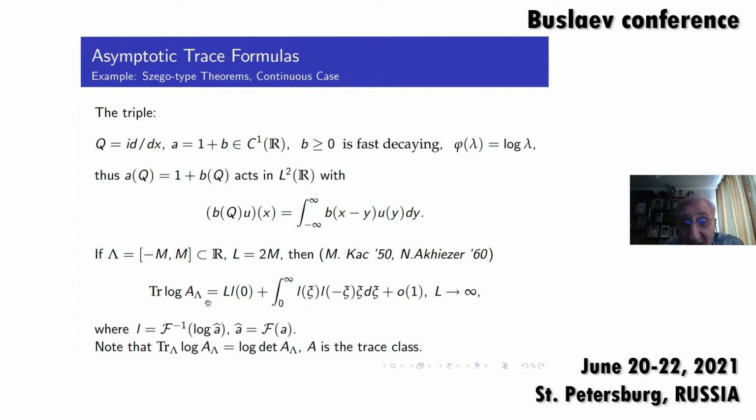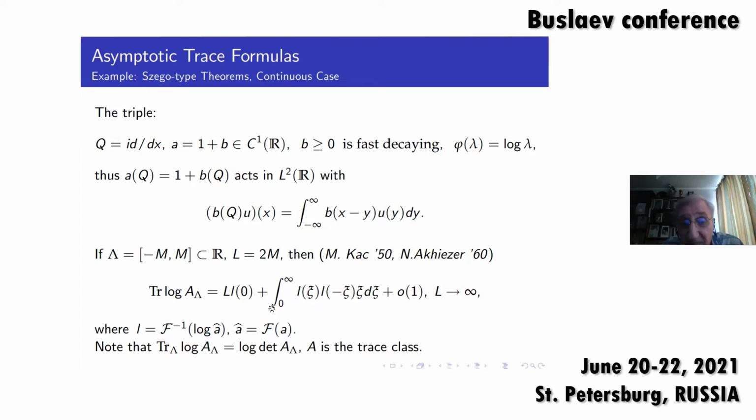And the answer given by Mark Kac and Akhiezer, Naum Ilyich Akhiezer, one of my teachers, was the following. So the asymptotic form is like that. It consists of 2 terms. The term proportional to L, to the size of my cube, one-dimensional cube. The second is L independent and quite explicitly written.